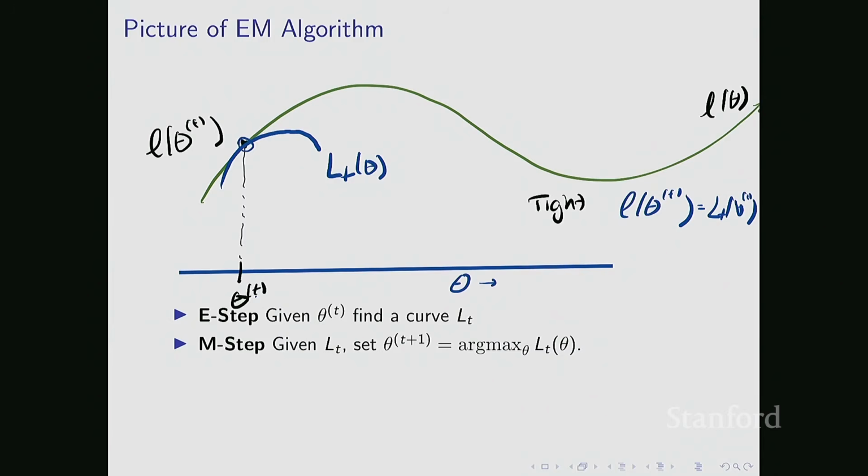The other one is that it lives below L(θ). Okay? So this is L_t(θ) is less than or equal to L(θ). Okay? So those are the defining qualities of that curve.